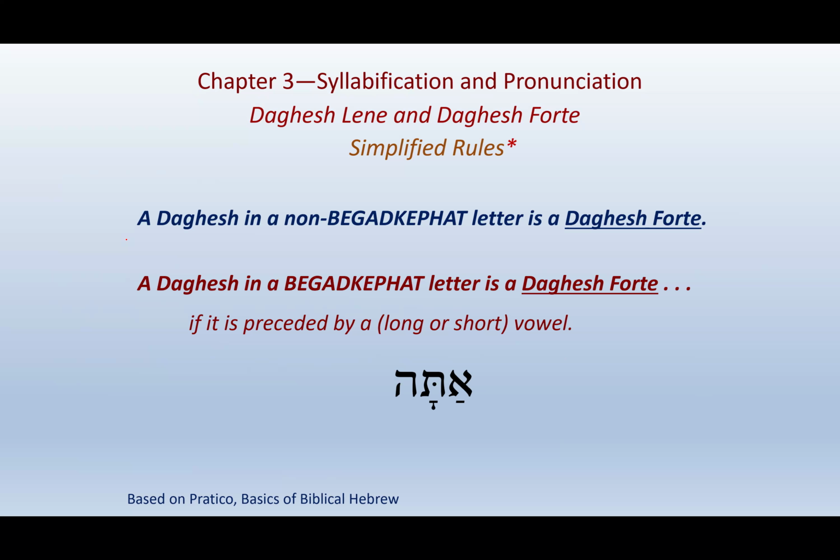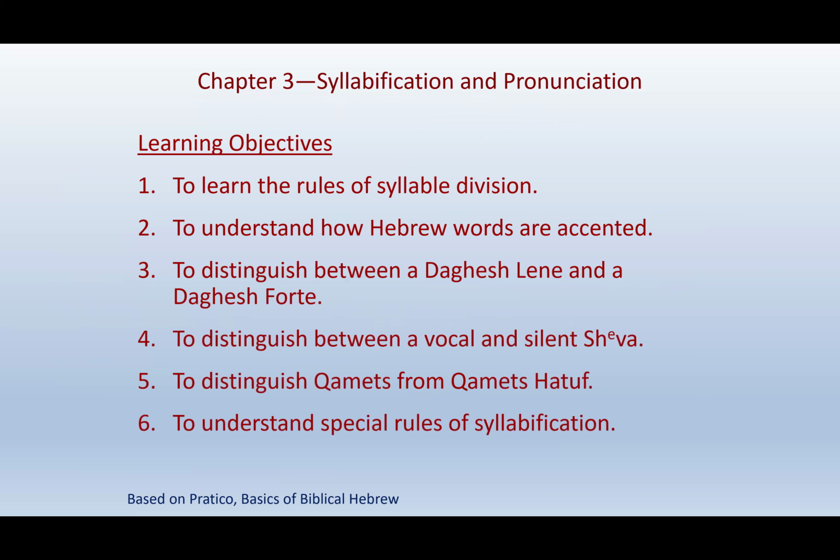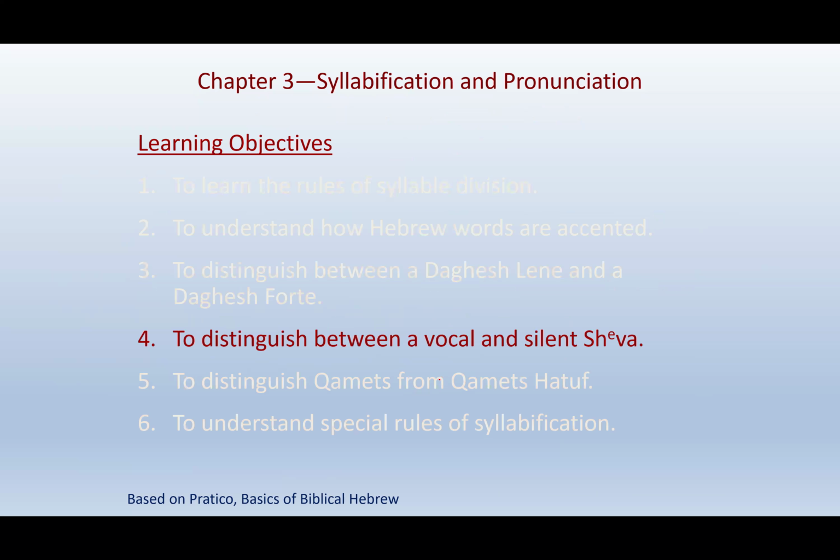At ta we looked at as a doubled because it's doubled. The Dagesh is doubled because it's following that patach. At ta. There are a few exceptions. We'll look at some of those as we go. But that's going to be most all the time. All right. So we looked at the Dagesh Lene, Dagesh Forte. Now we want to look at the Shva.